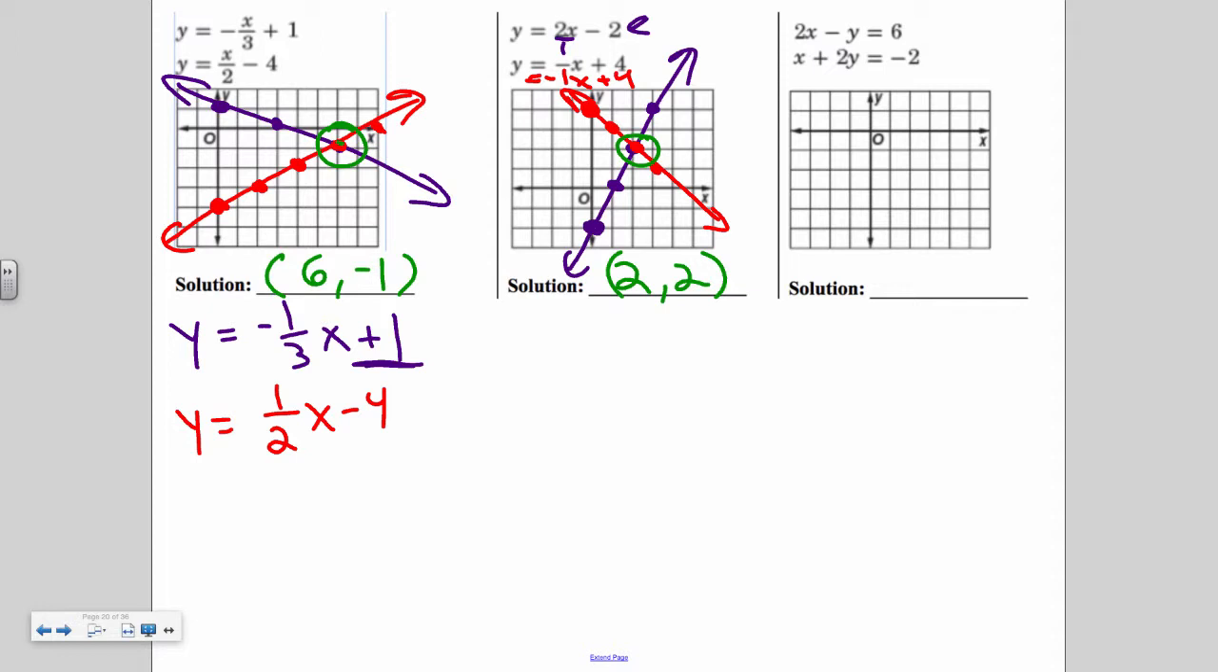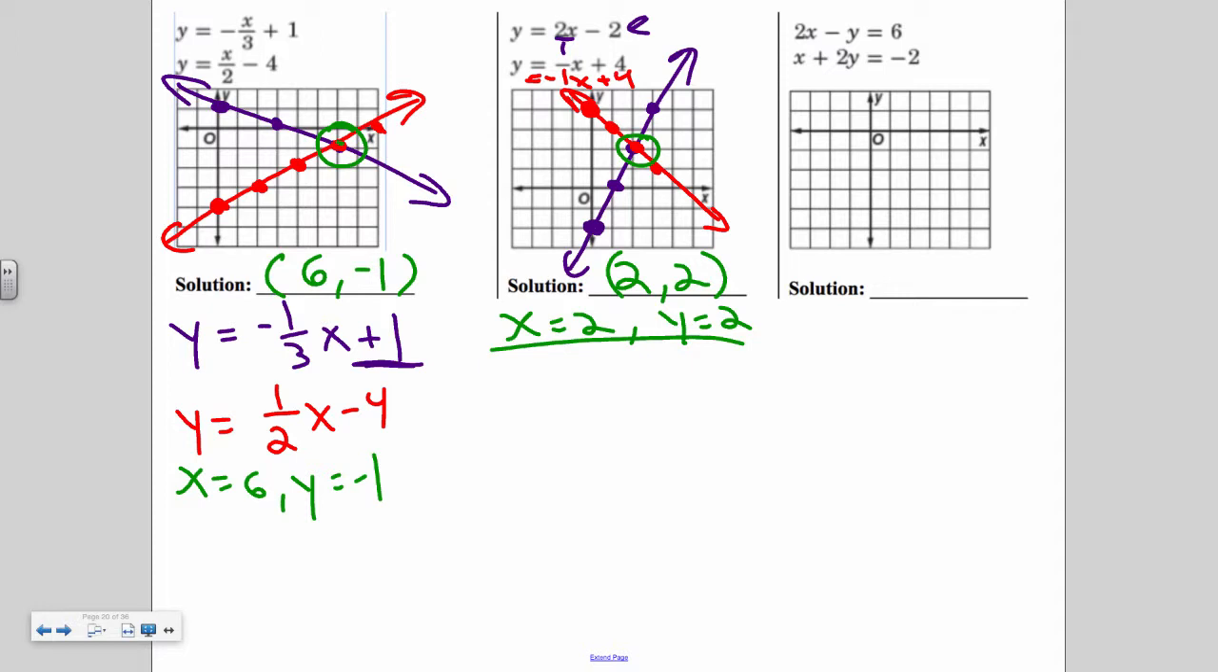Now you could also write the solution as x equals 2, y equals 2. That is also a solution. Same way, this first example could be written as x equals 6, y equals -1. You write it as that. So oftentimes the point is easier.